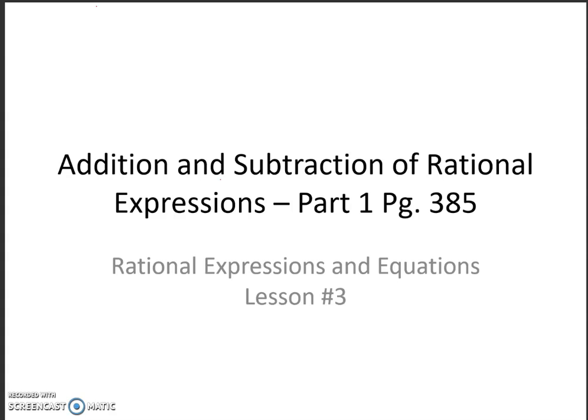Hi everyone, so we're taking a look at adding and subtracting rational expressions. This is part 1 and it's on page 385 in your textbook.